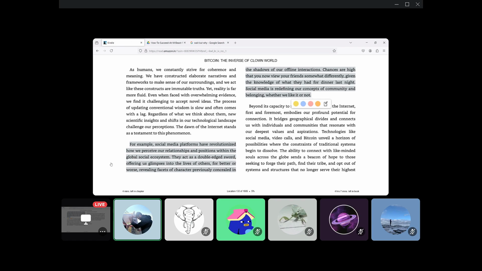For example, social media platforms have revolutionized how we perceive our relationships and positions within the global social ecosystems. They act as a double edged sword, offering us glimpses into the lives of others for better or worse, revealing facets of characters previously concealed in the shadows of our offline interactions. Chances are high that you now view your friends somewhat differently given the knowledge of what they had for dinner last night. Social media is redefining our concepts of community and belonging, whether we like it or not.